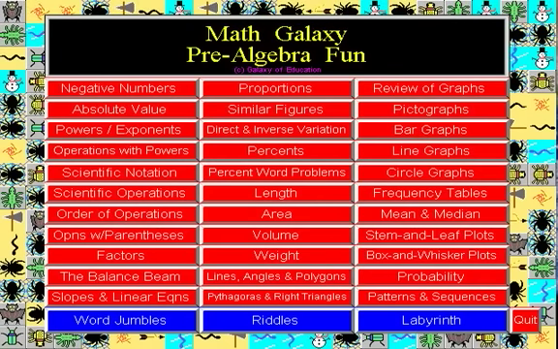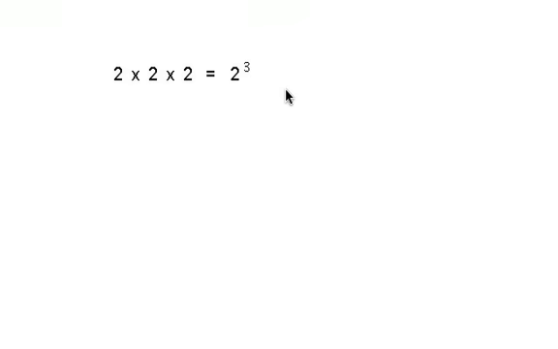This video is a preview of the MathGalaxy pre-algebra fun tutorial, and here we're going to be reviewing powers and exponents. Powers, also called exponents, are a shorthand way of writing repeated multiplication of a number. For example, the 3 above means that 2 is multiplied 3 times. So instead of writing 2 times 2 times 2, the shorthand, and that's all it is, a shorthand, is 2 to the 3rd power. The 2 is called the base, and the 3 is called the power or the exponent.